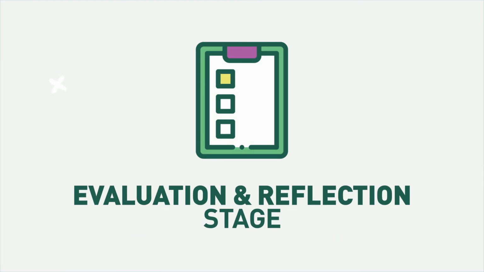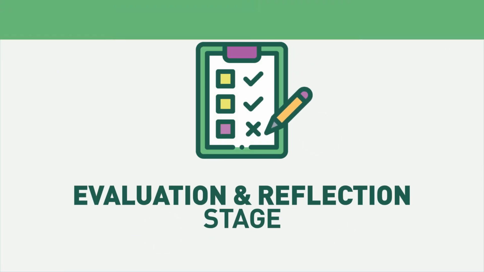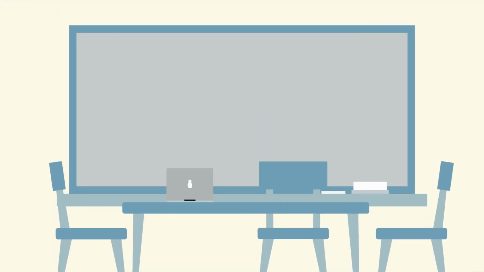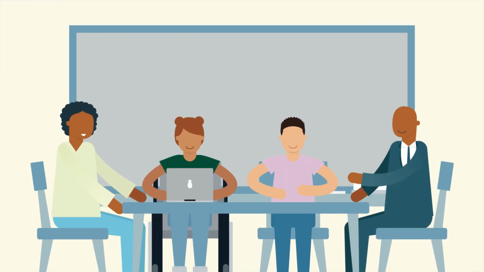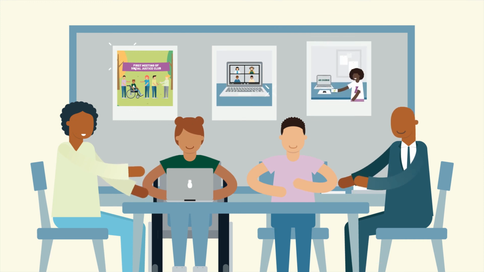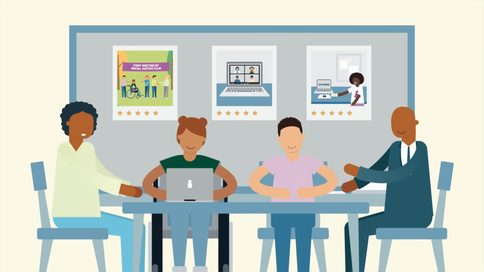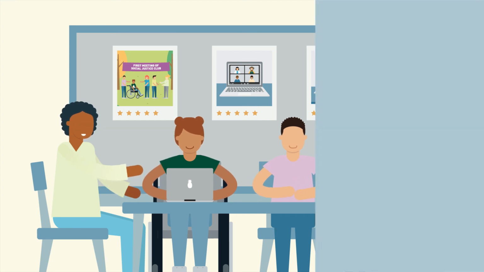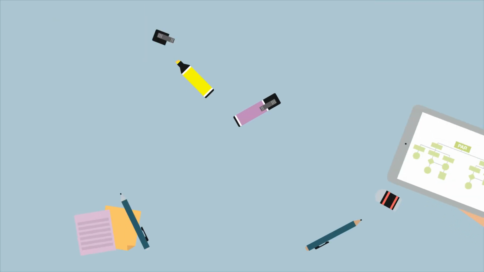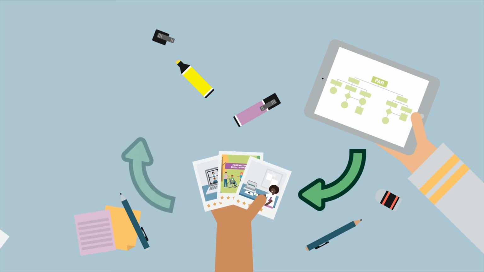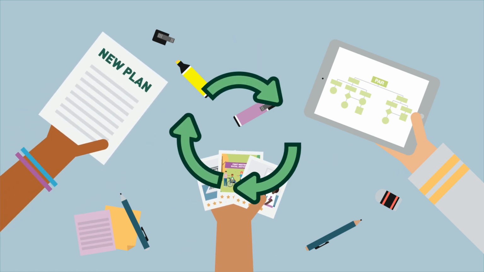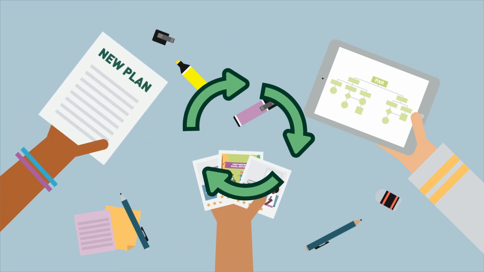Finally, the third stage in the PAR process is the evaluation and reflection stage. This is when youth and adult allies work together to take stock of the actions they have taken, review and discuss the results of those activities, and determine what areas need improvement. Youth and adults then use what they have learned to decide on the next set of plans and actions, and the PAR process begins again.